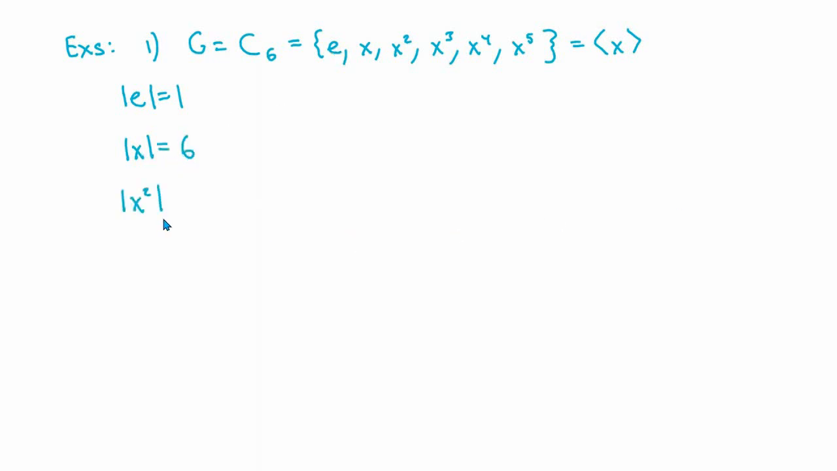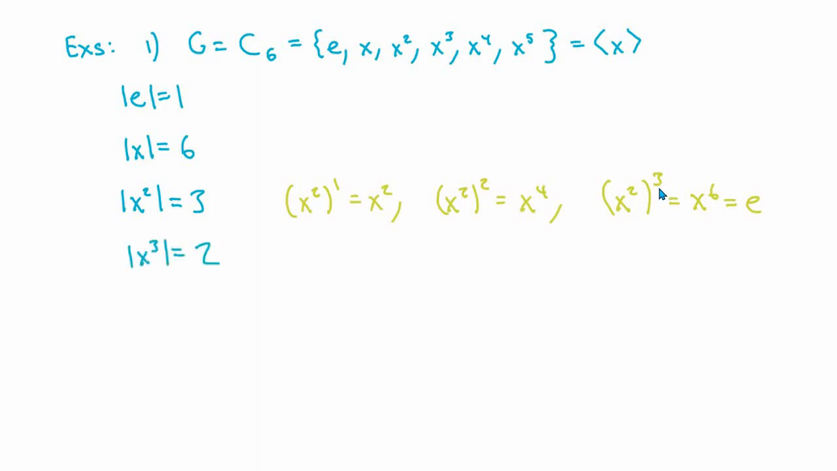How about the order of the element x squared? Well, x squared to the first power is just x squared. x squared squared is x to the 4th. But x squared cubed is x to the 6th, which in the cyclic group of order 6 is the identity element. Therefore, the order of the element x squared in this group is 3.